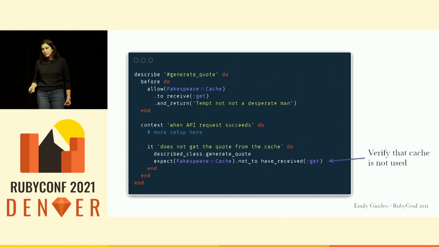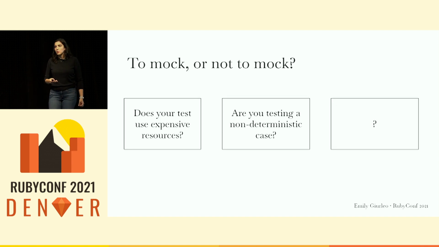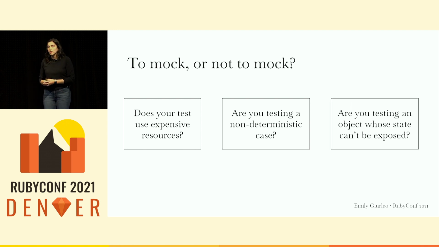So in this section, we talked about how mocks can help us test objects whose state can't or shouldn't be exposed, like a cache. And in doing so, I believe that we've completed our framework for deciding whether or not to mock with the question, are we testing an object whose state can't or shouldn't be exposed? So now our framework is complete.